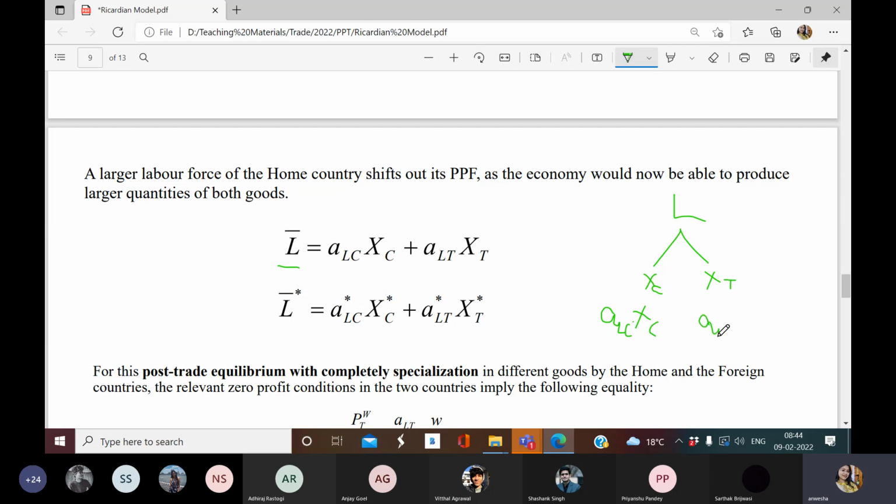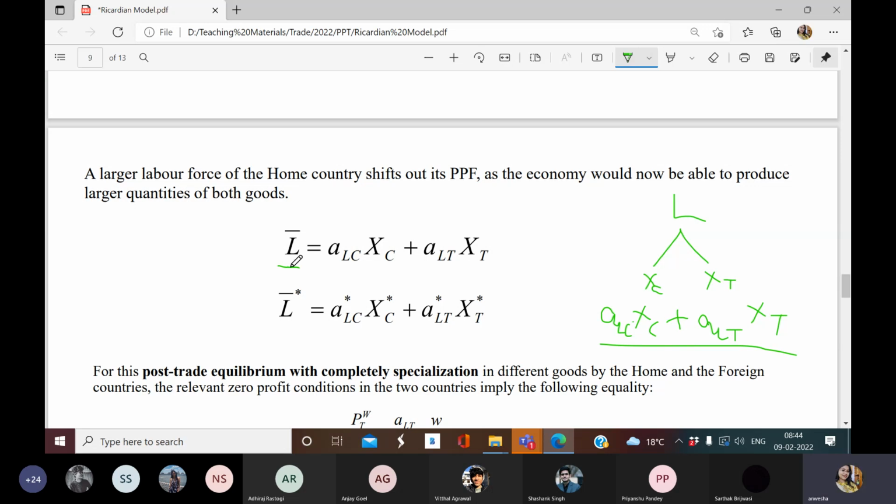Similarly, aLT is the amount of labor demanded to produce 1 unit of textile, and XT is the total amount of textile production. So aLT XT is the total amount of labor demanded in textile production. So aLC XC plus aLT XT is the total labor demand. Under full employment, labor demand is equal to labor supply. So aLC XC plus aLT XT is equal to L bar.